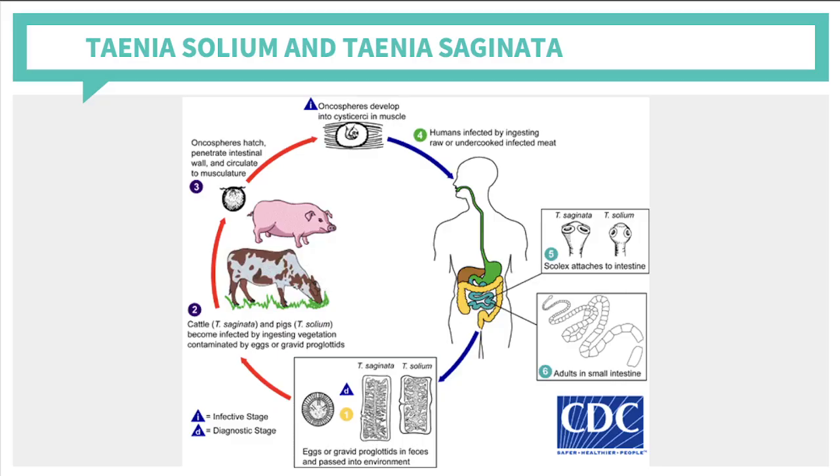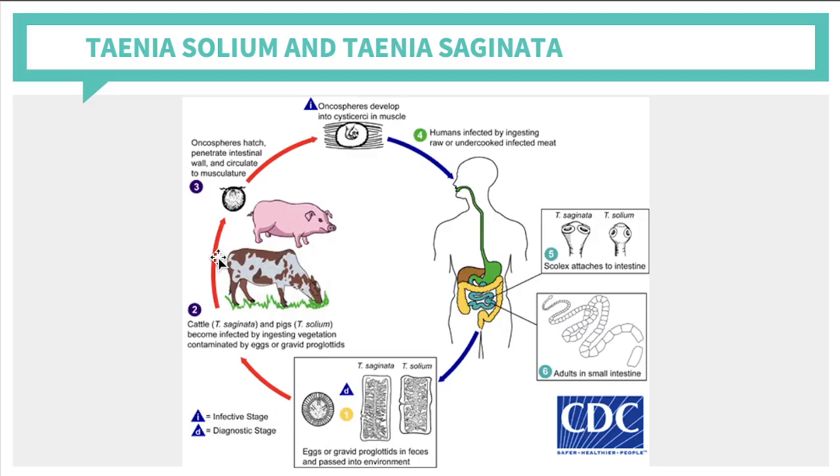The difference between the two is based on their intermediate host. Please take note that for Taenia solium, the intermediate host will be pigs or swine, while for Taenia saginata, the intermediate host here will be cattle or cow.